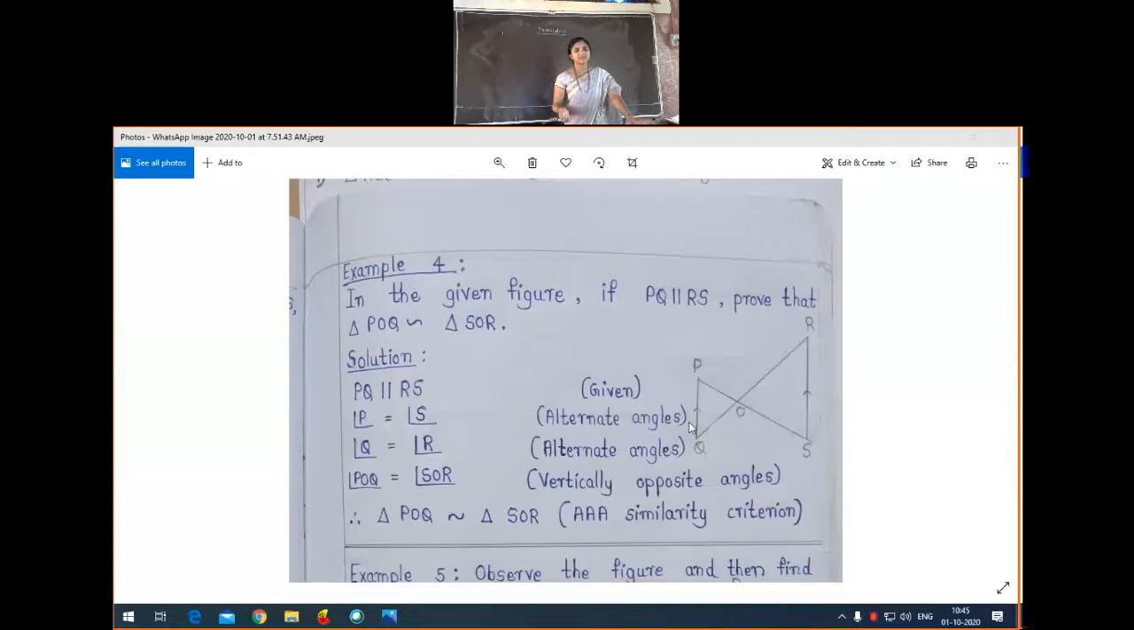But here in this figure it is very clear that this is a pair of alternate angles. This is also an alternate angle, vertically. So we are observing that all three angles of this triangle are equal to the three angles of this triangle. That's why triangle POQ is similar to triangle SOR according to the AAA similarity criterion.